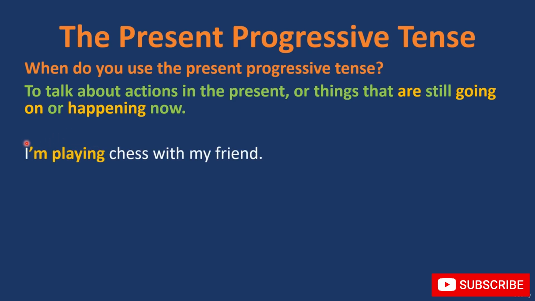Some examples to make it clear. I am playing chess with my friend. It means that now, when I speak with you, I am playing chess with one of my friends. She is riding a horse. I see her now riding a horse. So she is riding a horse now.